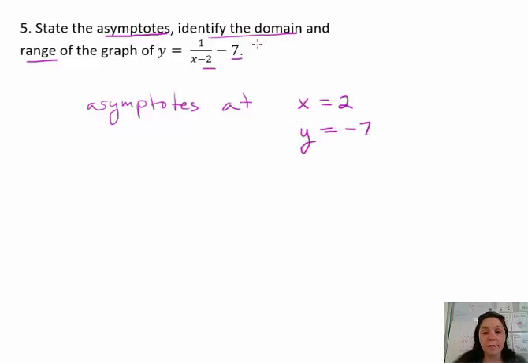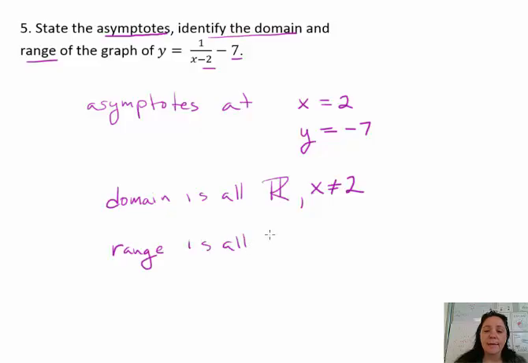The domain are all the allowed values of x. Well, we can't have division by 0, so the domain is all real numbers with the exception that x is not equal to 2. And for our range, these are all the values of y that we're going to get, and that's also going to be all real numbers with the exception of the asymptote, so y not equal to -7. And there you go.